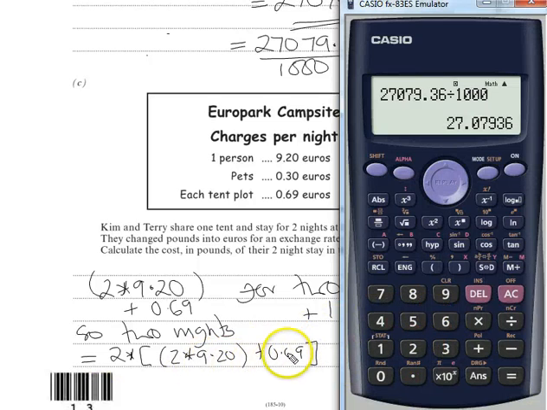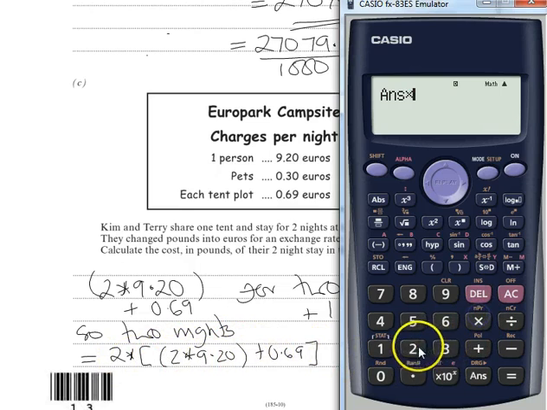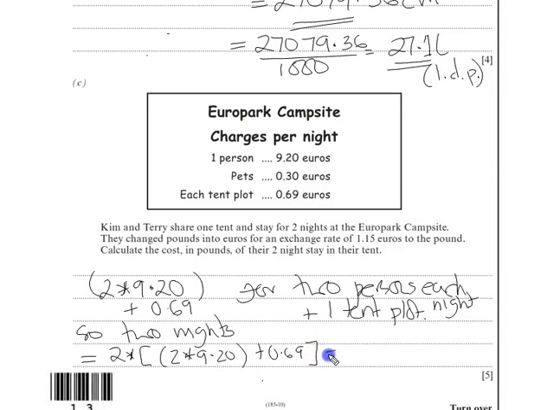So let's work from the inside out. The first, most innermost bracket is 2 times 9.20. So let's just do that. Okay, work out that thing. We get that number. Plus 0.69. So we've added that. We get that. And that's this whole thing in here. And that whole thing, we need to times it by 2. And that equals 38.18 euros.